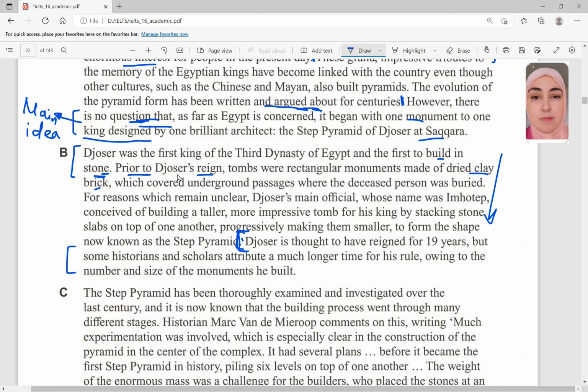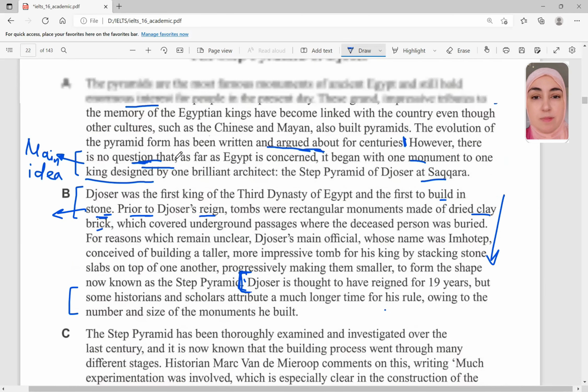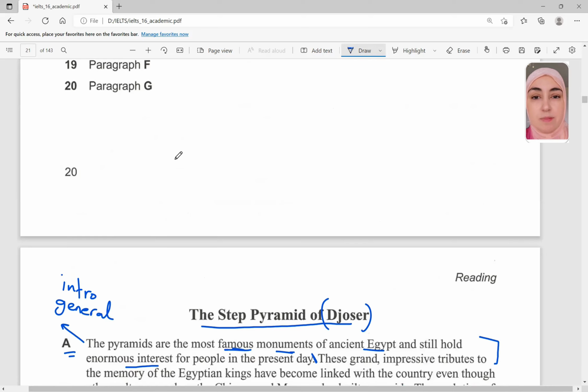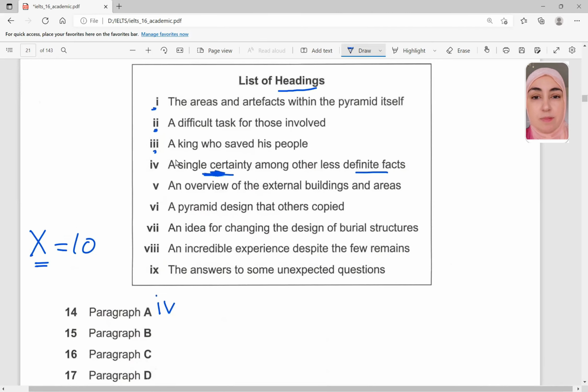Hoser, or Djoser, is thought to have reigned for 19 years, but historians and scholars attribute a much longer time for his rule. This looks like rather a detail. This one looks like a main idea to me. So they talk about that. He was the first one to build in stone, and others used to build using clay or maybe other materials. So I'm going to go through these very quickly.